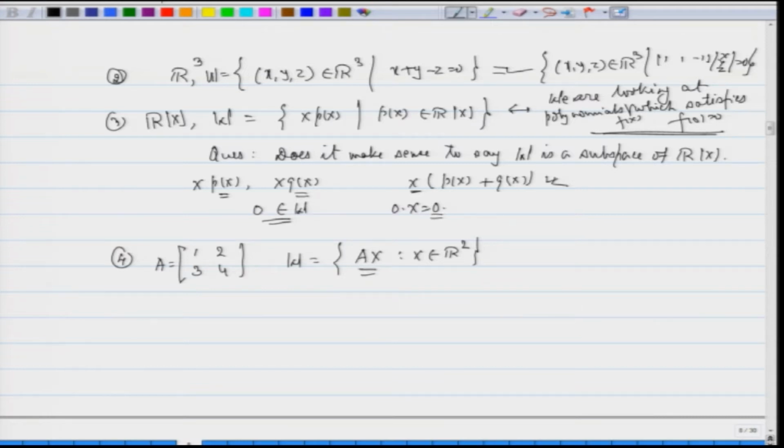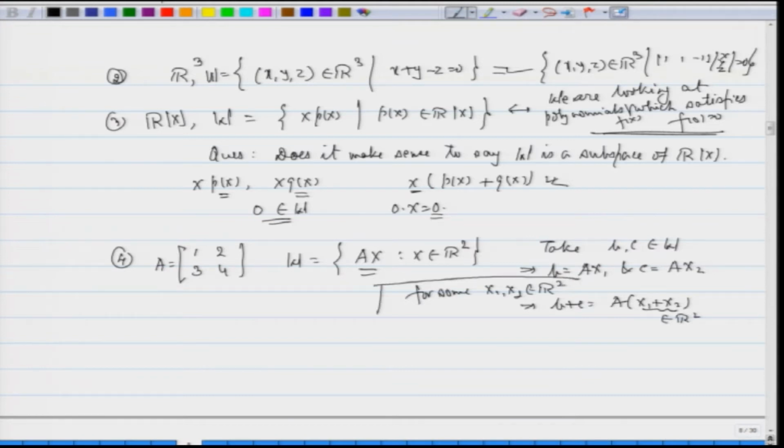Just have a look at it. So, I have A here. So, take any two elements here. So, take B, C belonging to W. This will imply that B is equal to A x1 and C is equal to A x2 for some x1, x2 belonging to R. And this will imply that B plus C is A times (x1 plus x2), and this is again an element of R2. Fine. Is that okay? So therefore, this is again a subspace. 0 vector is there because A times 0 is 0, things like that.